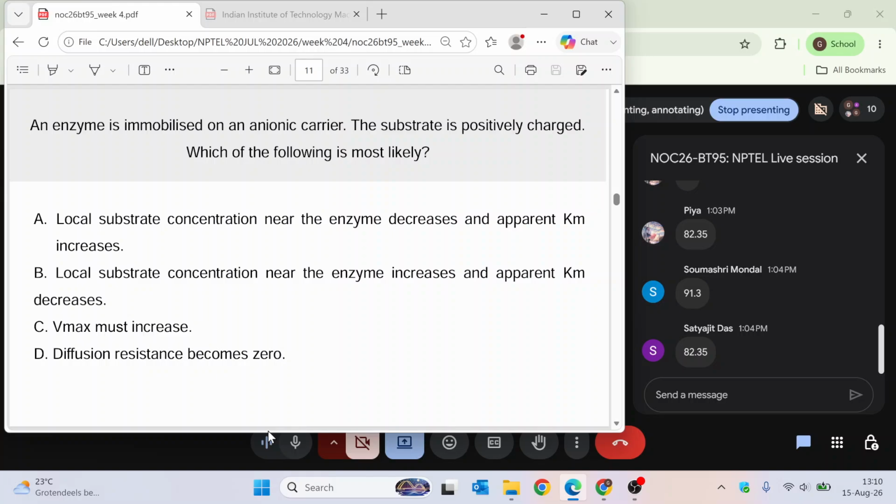Okay, so the next question is that an enzyme is immobilized on an anionic carrier. The substrate is positively charged. Which of the following is most likely?